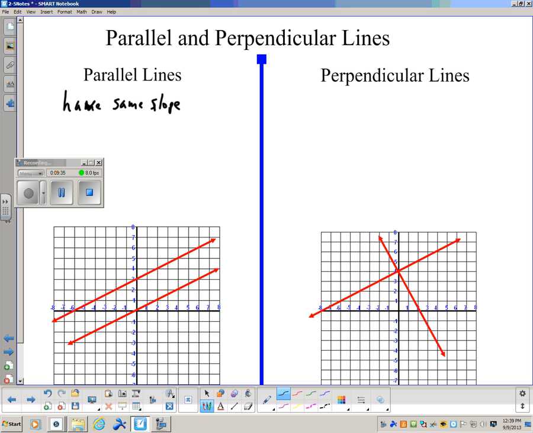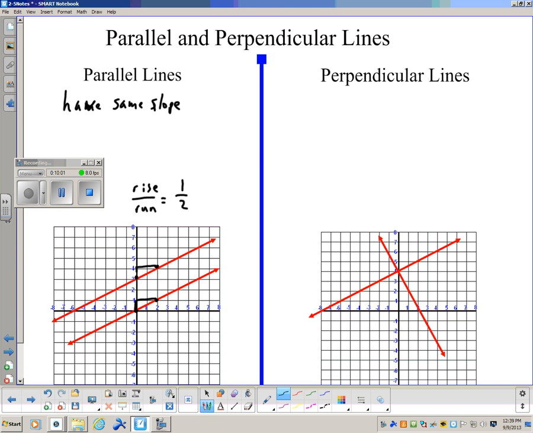So you can see your example there. If I were to pick two really nice points here, my rise here would be 1, my run here would be 2. So I'm rising 1 and running 2, so my slope there would be a half. I can do the same thing here. There's a nice point there. There's a nice point there. I'm rising 1 and running 2, so they both have a slope of 1/2.